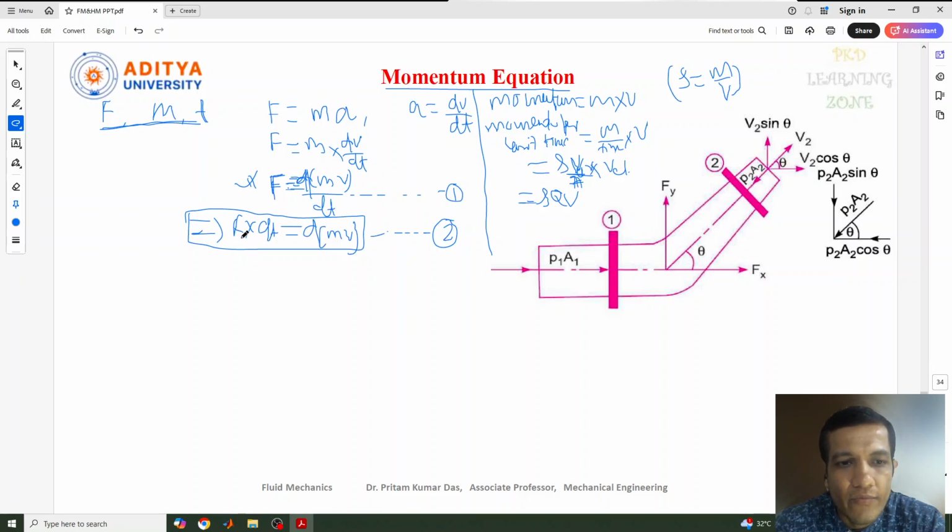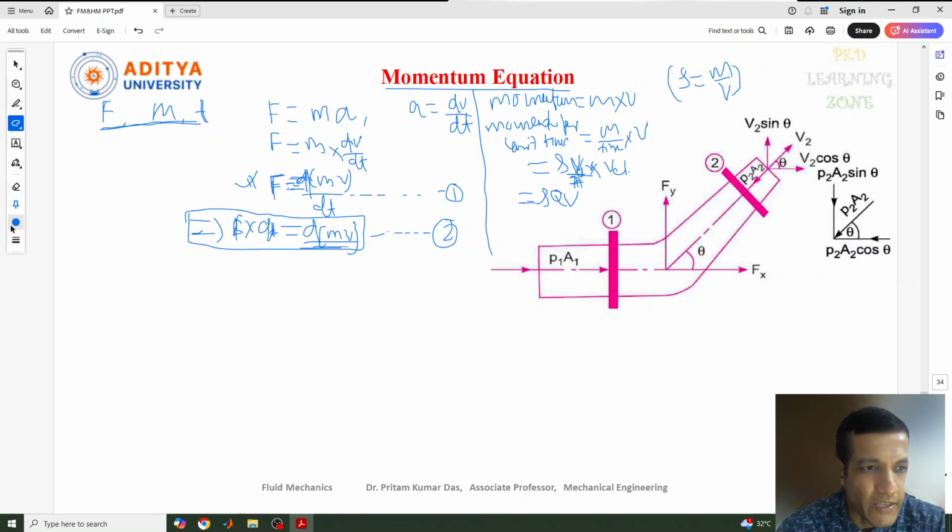This states that the force F acting on a fluid mass, over the interval of time dt, is equal to the change in momentum. The change in momentum is nothing but the derivative of mass into velocity. The force is applied in a direction, and the change in momentum needs to be considered in the same direction. I hope you understand up to this.